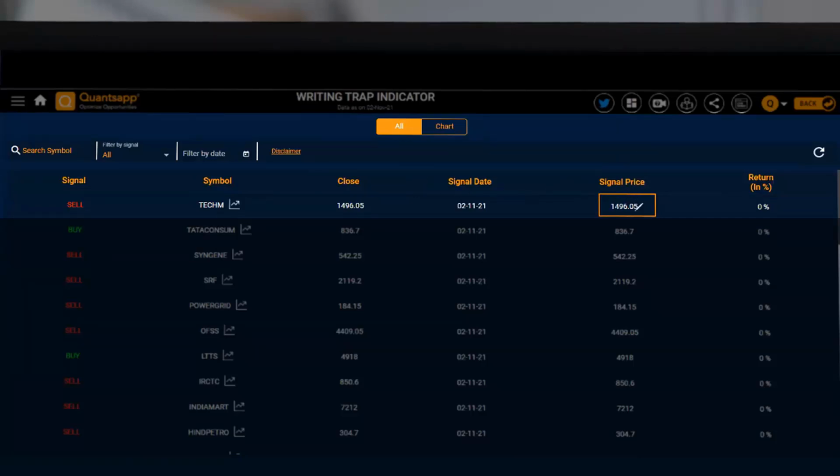In this case, the end of the day price for Tech Mahindra is 1496.05. So this is the end of the day price on which the signal was generated. Now if we focus on Tech Mahindra, both the signal price and close price are the same, right? Once the signal gets generated and the day ends, whatever the closing price is will be fixed in the signal price and then it won't be moving. Once the market reopens the next day, whatever changes happen in the CMP of Tech Mahindra will keep constantly updating in the close panel over here.